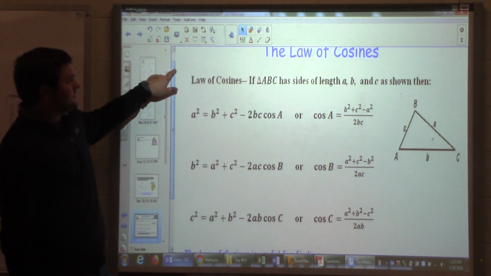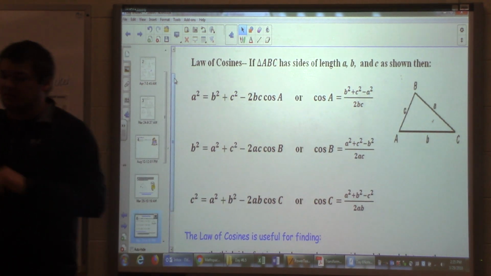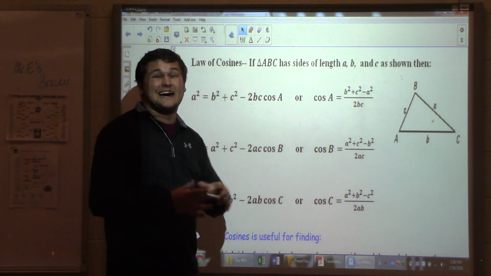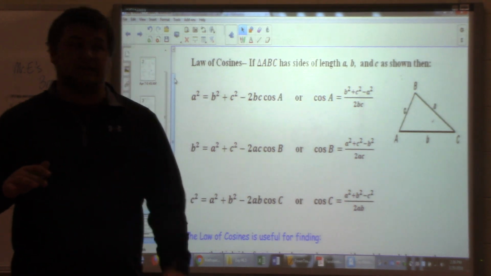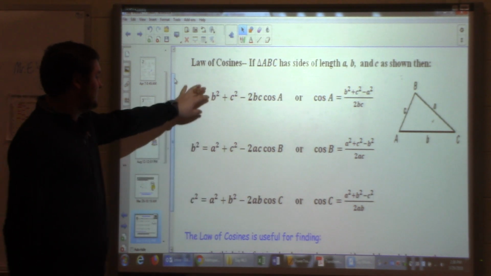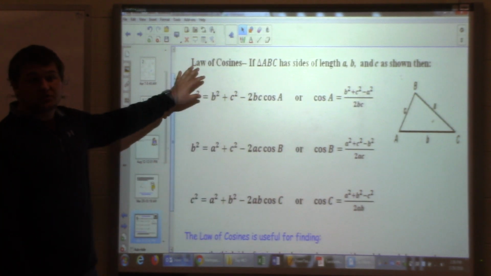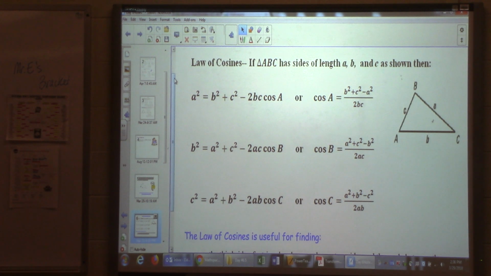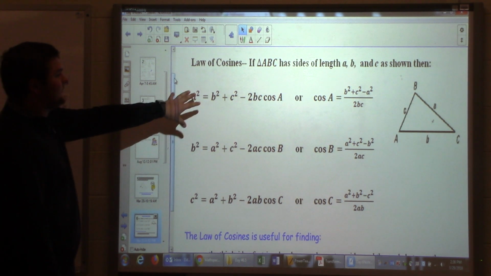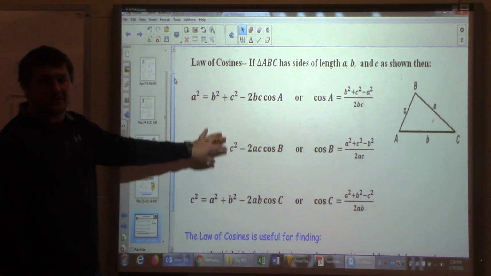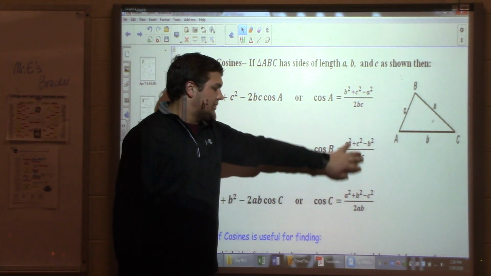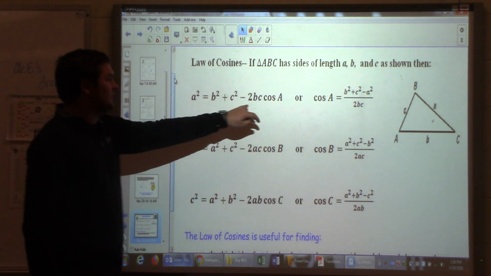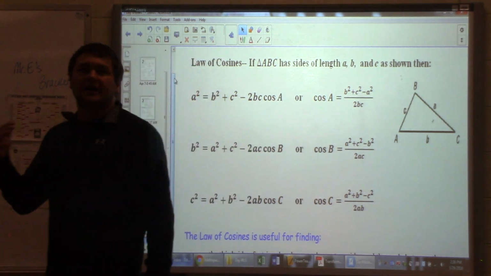Law of cosines says a squared equals b squared plus c squared minus 2bc times cosine of A. A lot of stuff there, right? Now, all three of these equations here are the same thing. They're just written in different ways if you're solving for side A, B, or C. We're going to use the equations on the left when we're looking for side lengths. If we're looking for an angle measure, we're going to use these equations over here. It's the same equation, but solved for cosine of A.